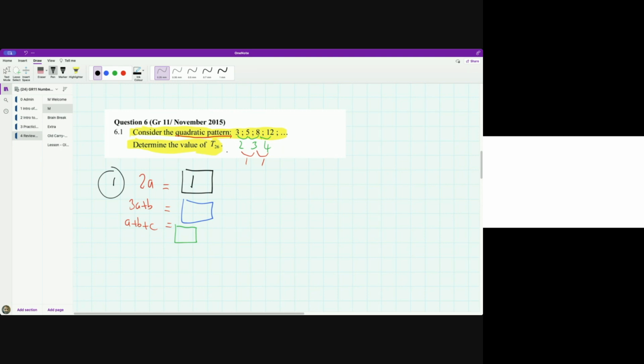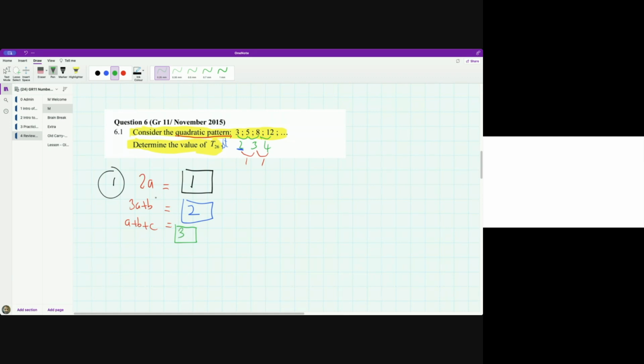This is the first difference. So be careful. Where is the first differences? Here are the first differences. What's the first difference? It's 2. So there should be a 2 in there. The first difference is the difference between 5 and 3, which is 2. What is going to be in the green block? This is the very first term, and the very first term is 3.